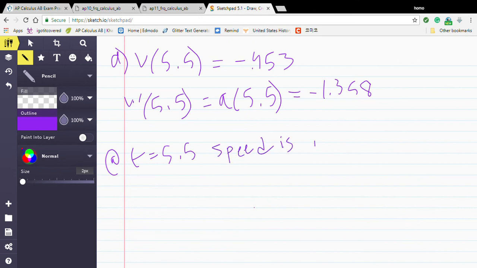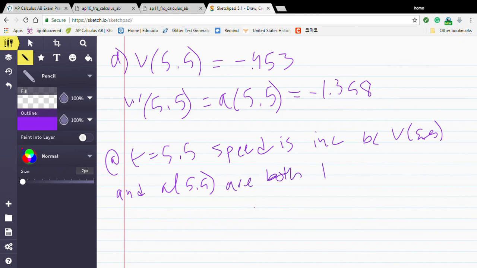We're going to say at t equals 5.5, speed is increasing because v of 5.5 and a of 5.5 are both the same sign. So this is our reasoning for A.